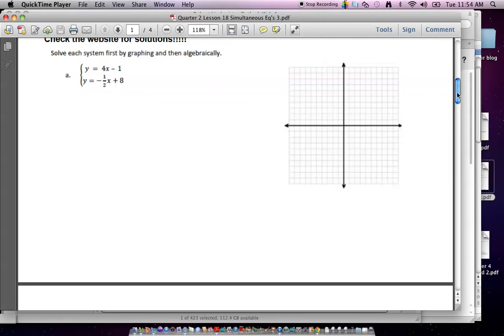Now, first off, we look at this and we see right away that we don't need to change any scales or anything like that. And obviously, this is one of the ones that Common Core gave us as an example. You can just tell by looking at it.